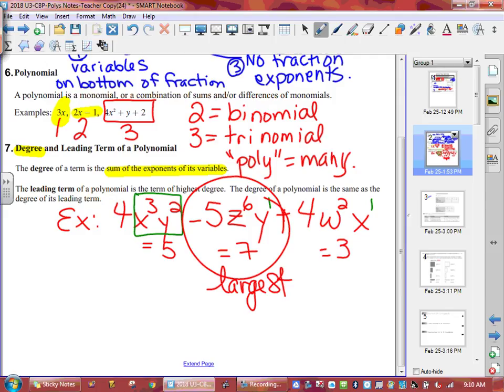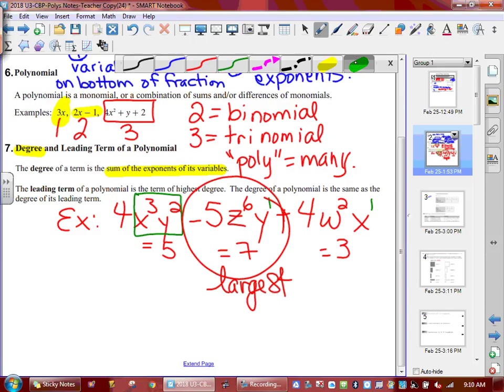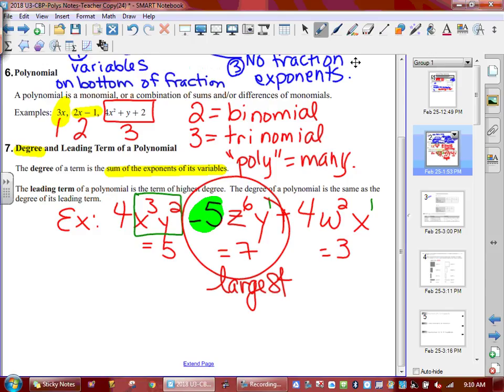Now, the leading term is going to be the guy with the highest degree on it. Now, we call this the leading coefficient of the term. The leading coefficient is the number in front of that term. So in this case, the leading coefficient of our leading term is going to be -5. Okay? So -5 is the leading coefficient. And don't forget, coefficient just means a number in front of a variable.